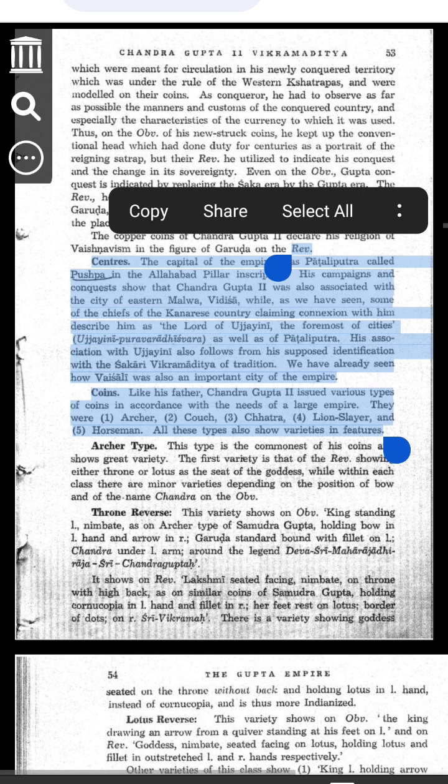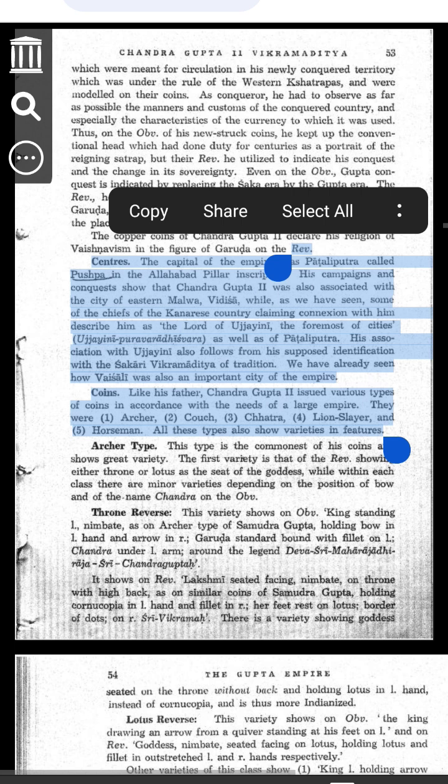4. Vaishali, in Bihar. Vaishali was also an important city in Chandragupta II's empire. It was an ancient city of learning, trade, and politics. Example, think of Kolkata. Just like Kolkata is historically important, Vaishali was a key city in ancient India.